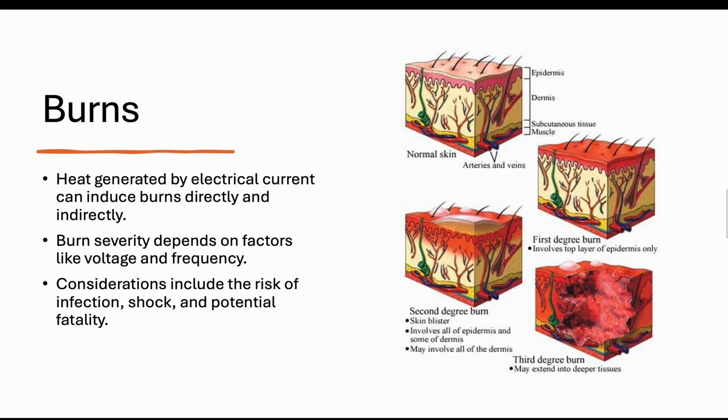Now I want to note that there's actually a fourth degree burn which extends beyond the skin, and this normally affects the underlying structures and muscles, and involves complex treatment and surgery. Burns are of course associated with the different degrees of burn. They are normally generated by factors depending on voltage and frequency. The higher the voltage, the higher the frequency, the higher the degree of the burn.